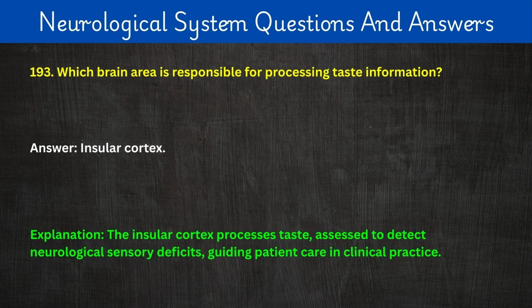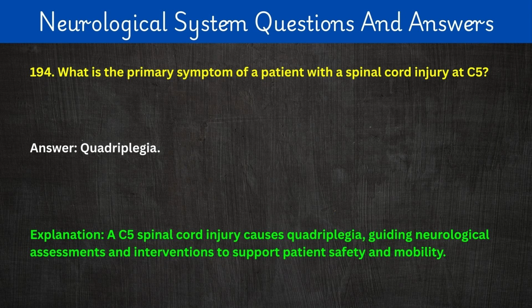193. Which brain area is responsible for processing taste information? Answer: insular cortex. Explanation: the insular cortex processes taste, assessed to detect neurological sensory deficits, guiding patient care in clinical practice. 194. What is the primary symptom of a patient with a spinal cord injury at C5?